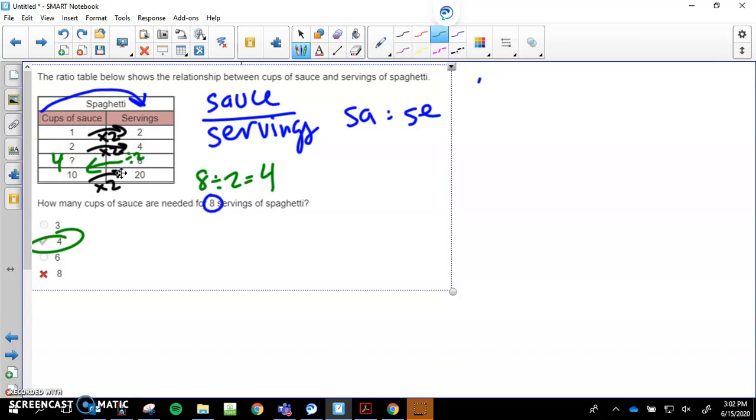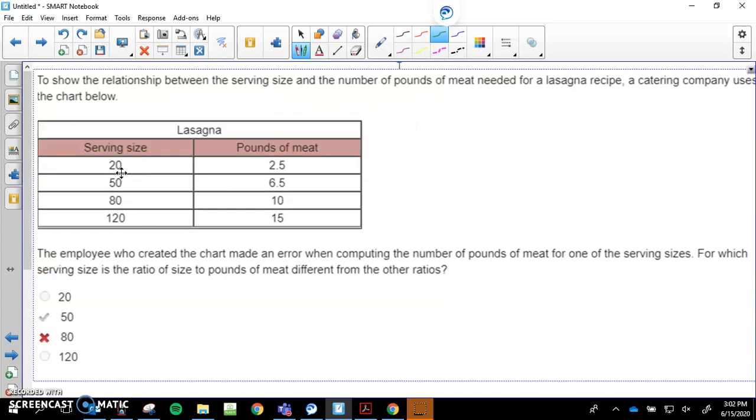So anytime you're looking for a missing number in the table, that's how you work through it. Think about what that pattern or rate is to get from one side to the other. Alright, so let's look at this one.